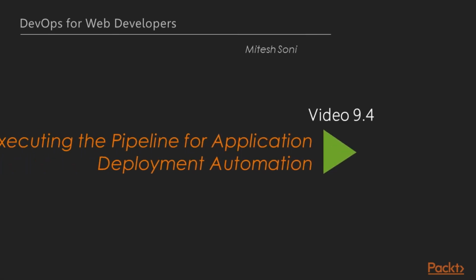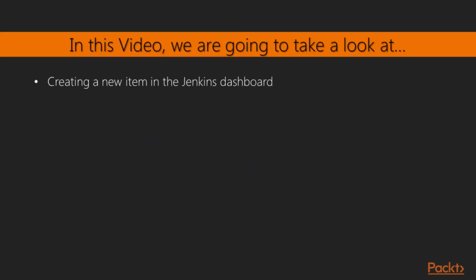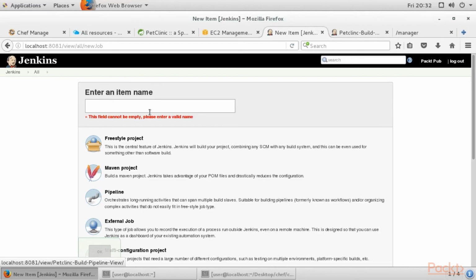Hi, this is the 4th video of this section, executing the pipeline for application deployment automation. In the previous video, we learnt about configuring the build pipeline for build job orchestration. In this video, we are going to learn how to provide features to orchestrate end-to-end automation for application deployment. The pipeline feature in Jenkins 2.0 also provides features to orchestrate end-to-end automation for application deployment. I will provide the script which achieves checkout, continuous integration, cloud provisioning, and configuration management.